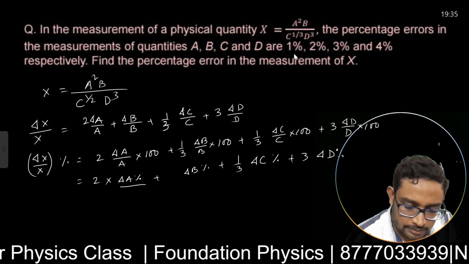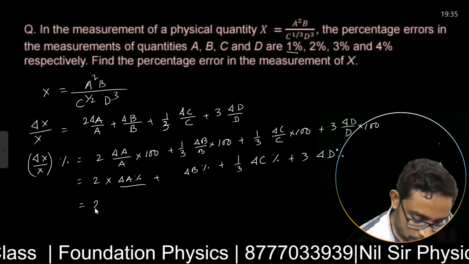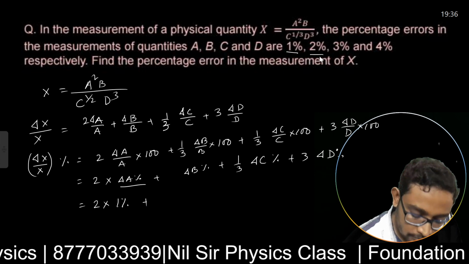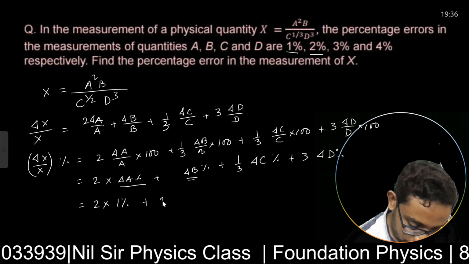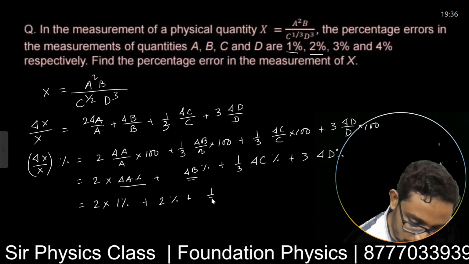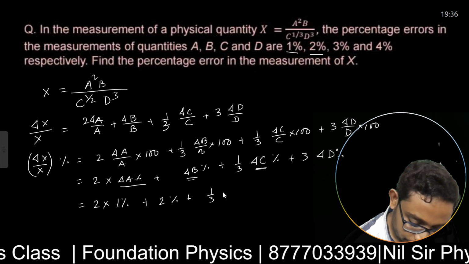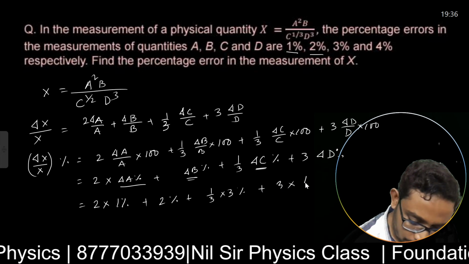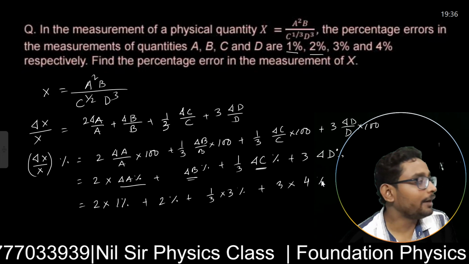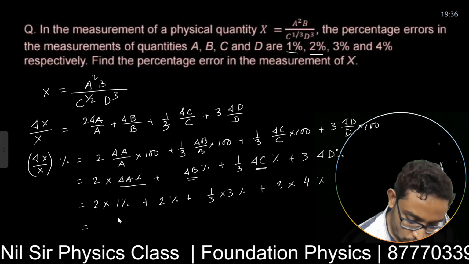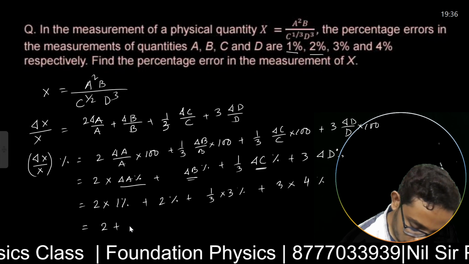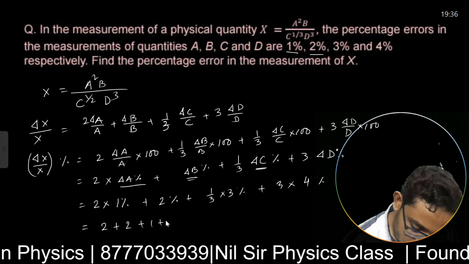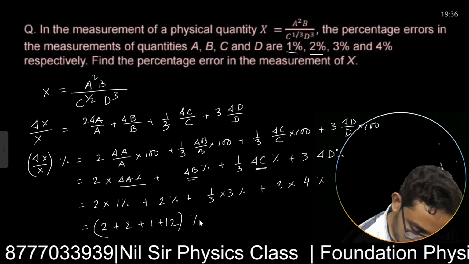Given percentage error is 1%, so 1% plus percent in b, plus 1/3 of 3% of c, plus 4% of d, right, equals 2 plus 2 plus 1 plus percent.